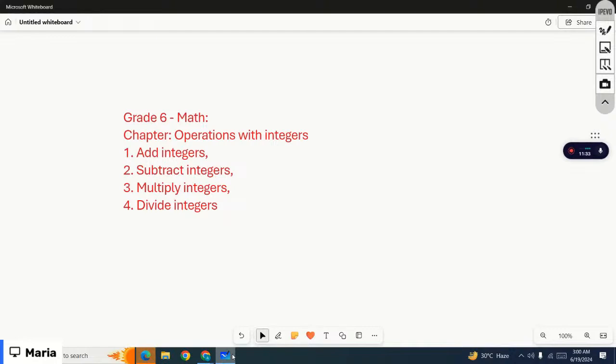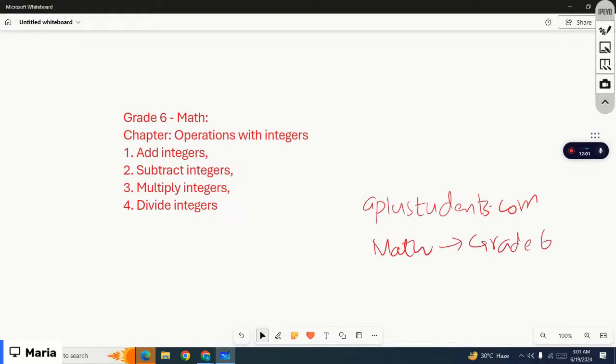We are here for grade 6 math. You can find all the lessons on aplusstudents.com. You have to log in there using your email address and password as provided by the administrator. Then select math from the subject tab. Scroll down to grade 6 and click on view all lessons. There you can find a list of the chapters. We're going to start with the chapter operations with integers.